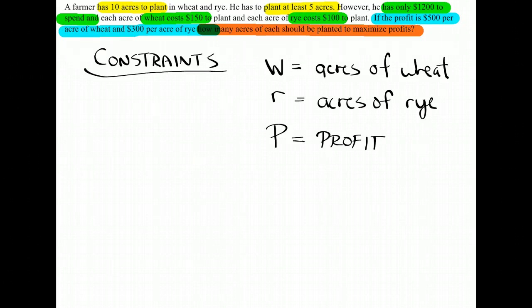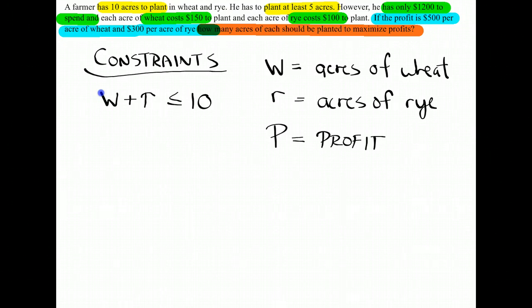So our variables are W and R, and we have some constraints on that. Look at the first one. A farmer has 10 acres to plant. Well, W is the acres of wheat, and R is the acres of rye. So that means that together, W and R cannot be any more than 10. So that has to be less than or equal to 10. There's one constraint.